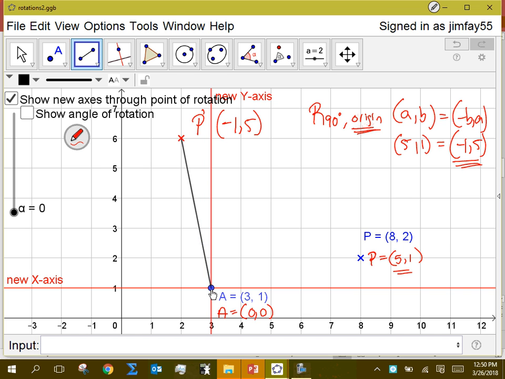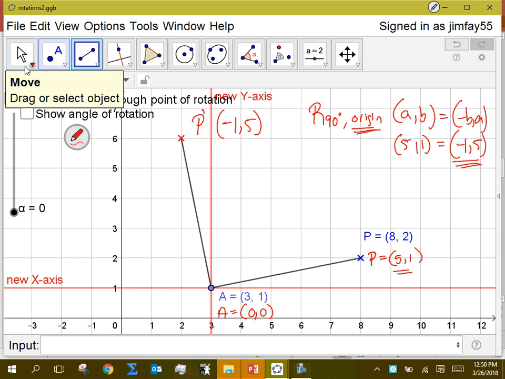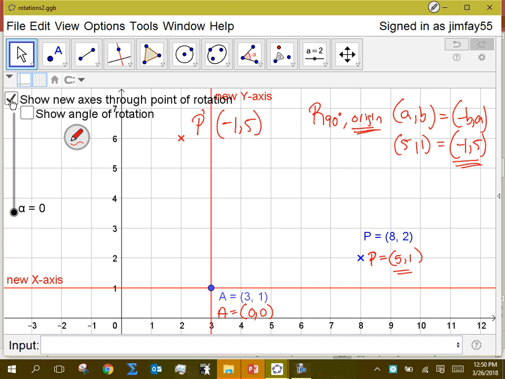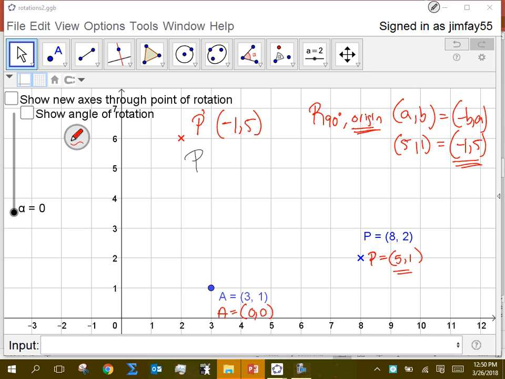Would you agree that the angle between those two segments looks like 90 degrees? Okay, so we have effectively rotated this thing 90 degrees around this point. We just now have to redefine it, rename it off of the traditional origin. So we get rid of these, and now what would be this point P prime based off of 0, 0? It'd be 2, 6. So P prime is actually 2, 6.